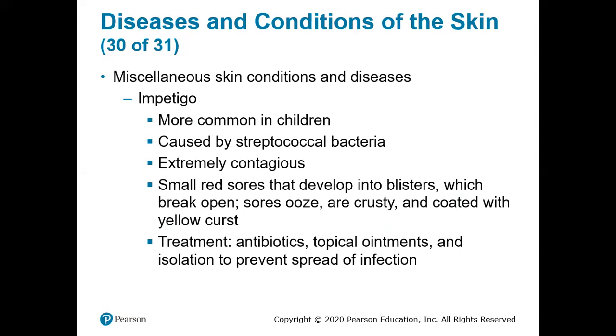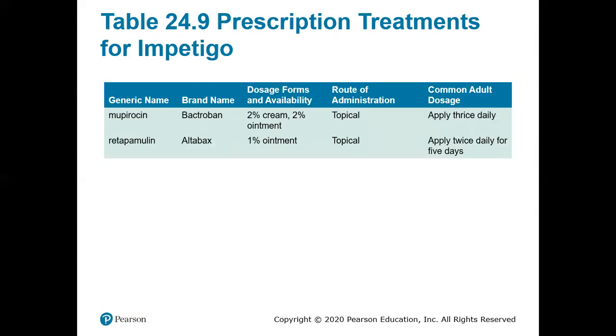Impetigo. This is more common in children. It is caused by streptococcal bacteria. It's extremely contagious and presents with small red sores that develop into blisters, which break open. Sores ooze, are crusty, and are coated with yellow crust. Treatment includes antibiotics, topical ointments, and isolation to prevent spread of infection. Table 24.9 on page 372 details prescription treatment for impetigo.